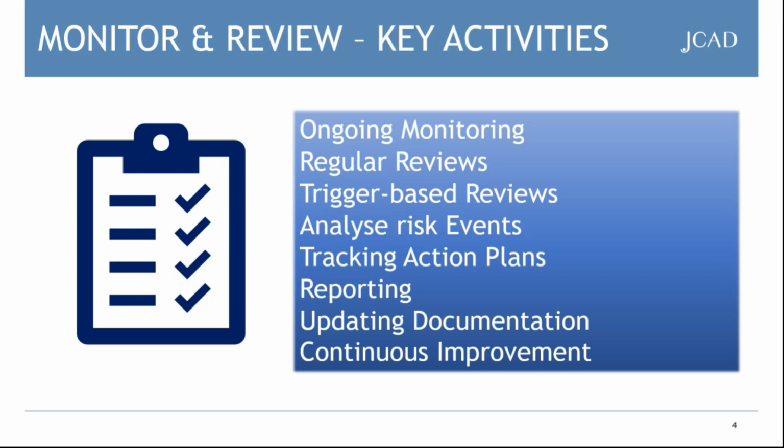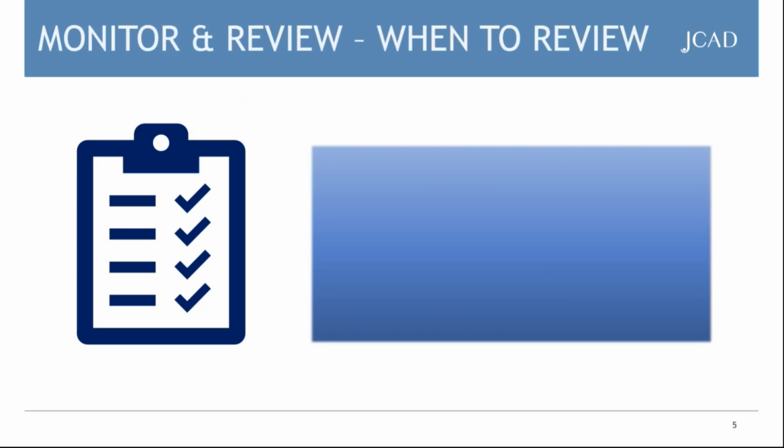Continuous improvement is about using the insights gained from monitoring and review to continuously improve all aspects of your risk management processes, right from risk identification through to treatment and reporting. And the third area is when to review. When should you do this part of the process? You should do it regularly. You should establish a schedule for periodic reviews, maybe annually as a general rule, but more frequently for the high risk environments.